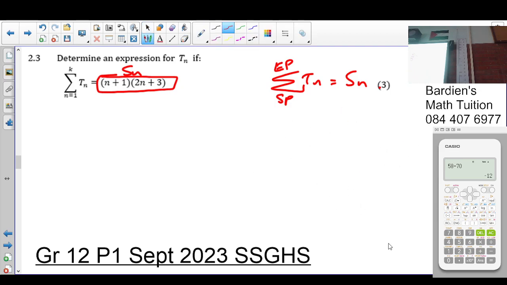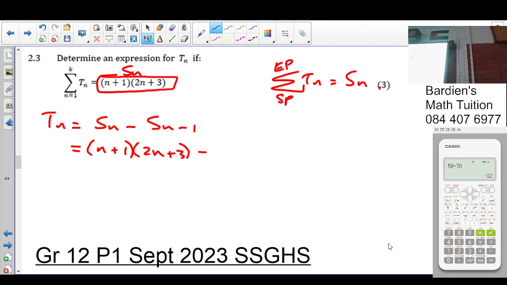So with that in mind, Tn is going to be Sn minus S(n−1). What is Sn? Sn is (n plus 1) into (2n plus 3). So whenever I see an n, I put an n minus 1. So there's going to go n minus 1 and there's going to go n minus 1. Okay? So it's going to be (n minus 1 plus 1) times (2 into n minus 1 plus 3).